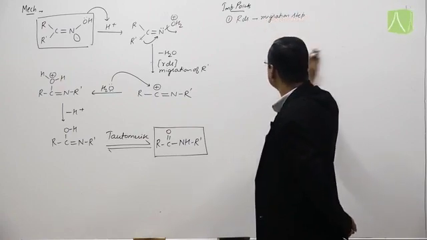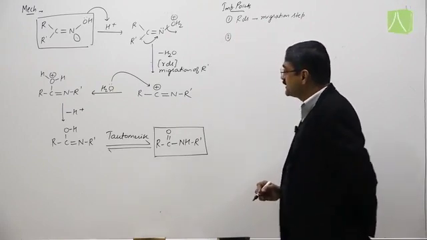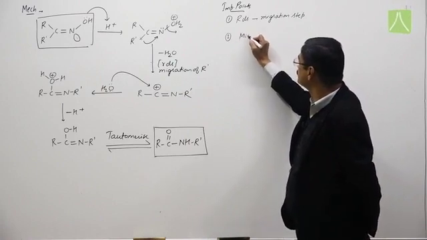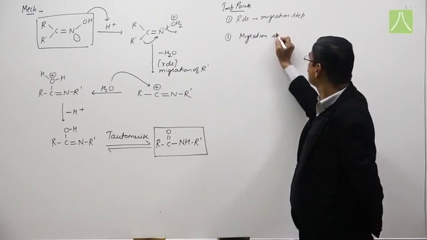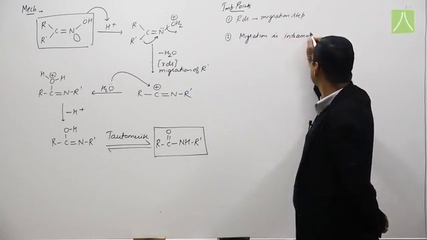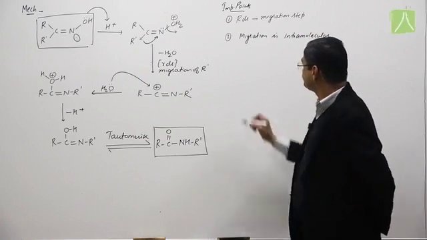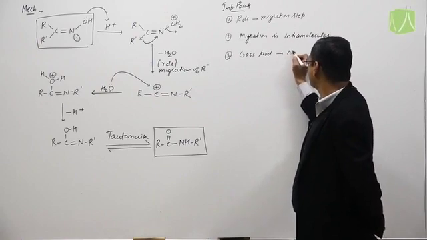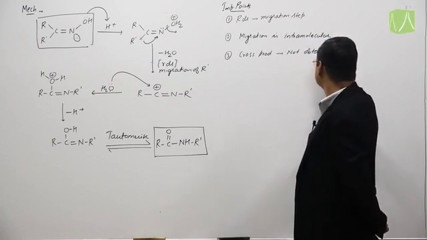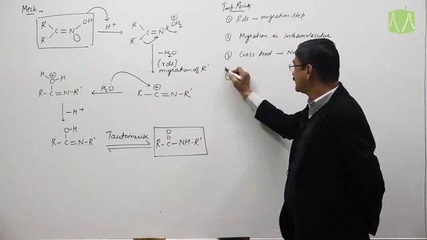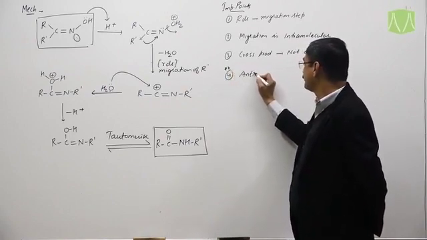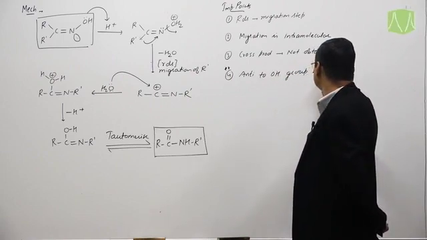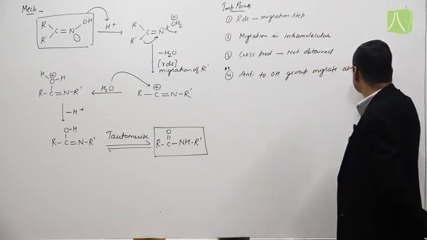Migration step is the RDS, that is right, the rate determining step. Second point: migration is intramolecular. Third point: cross products are not obtained. Fourth, very important point: the anti-OH group migrates to nitrogen.